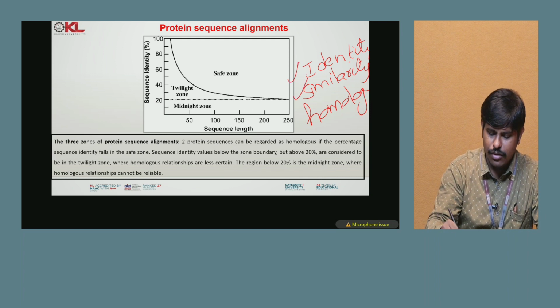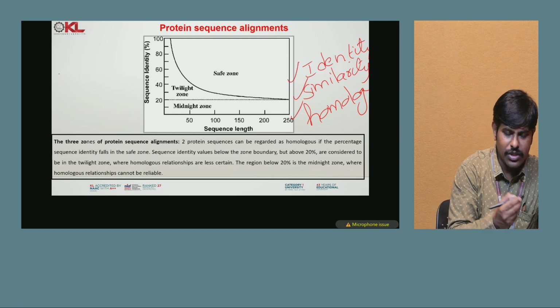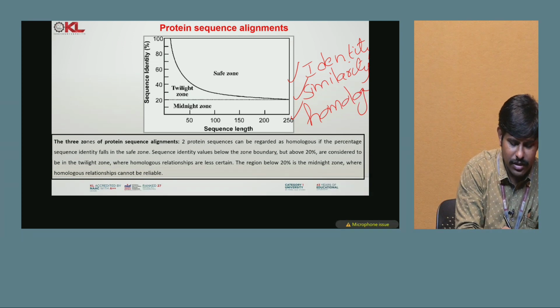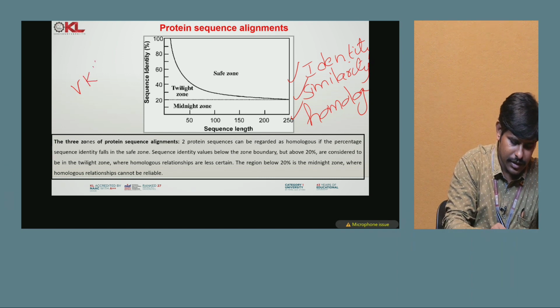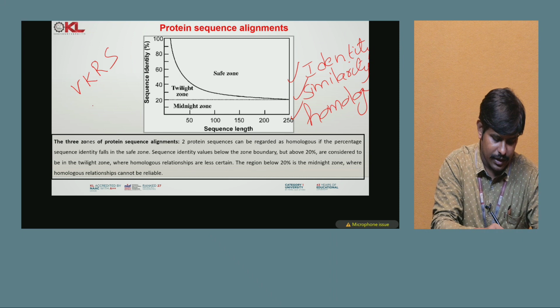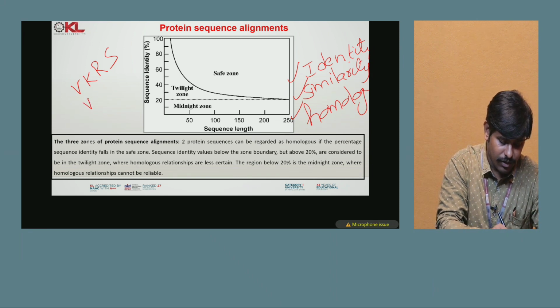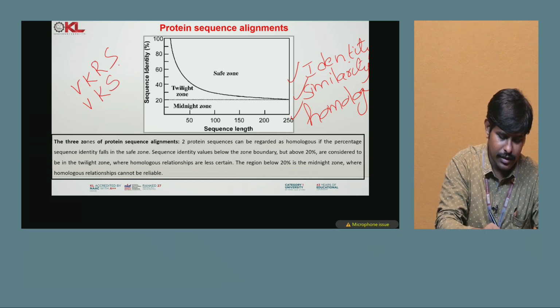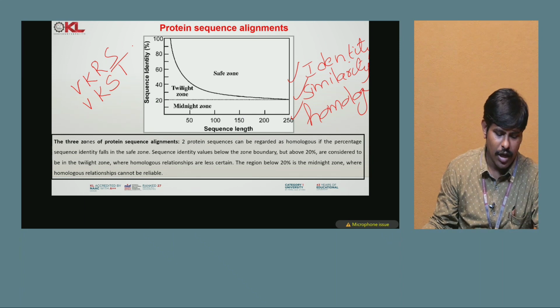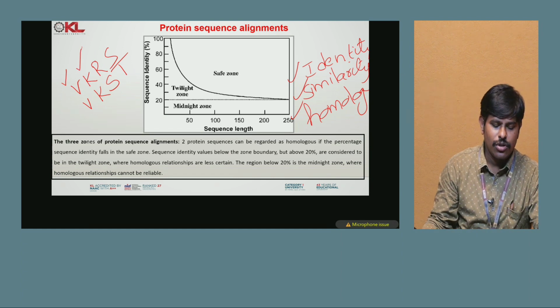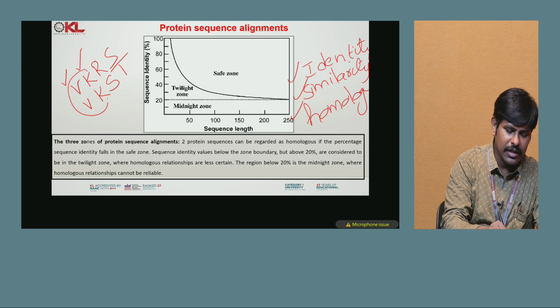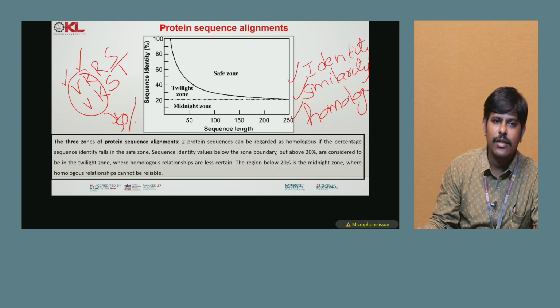So identical. When you take two characters, suppose I am taking two random protein sequences. I will say valine, lysine, arginine and serine, and then the next sequence I am taking valine, lysine, serine and threonine. In this one the first position is the same in both, the second position is the same in both. So you can say these are 50% identical. 50% identical characters are present in these two sequences.